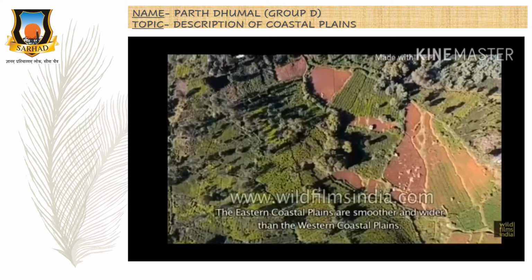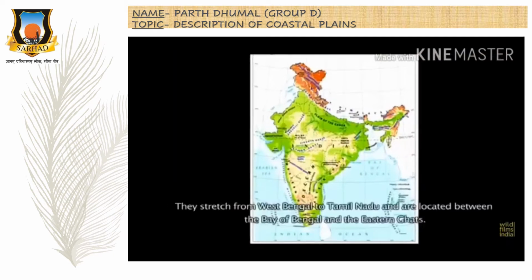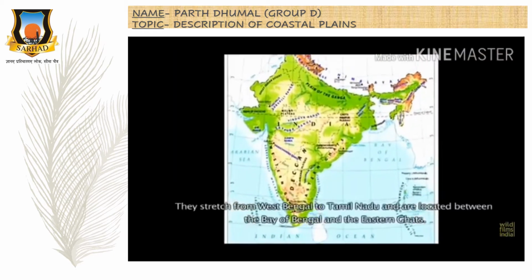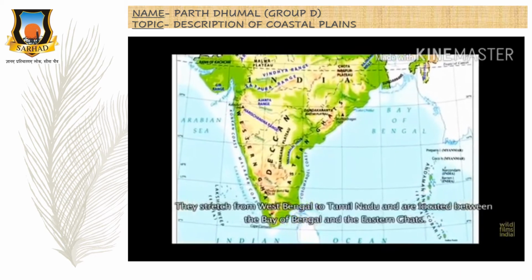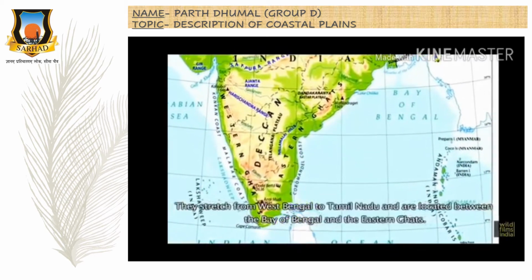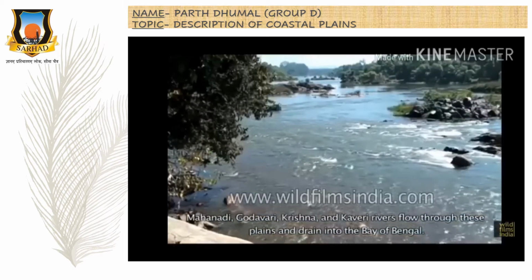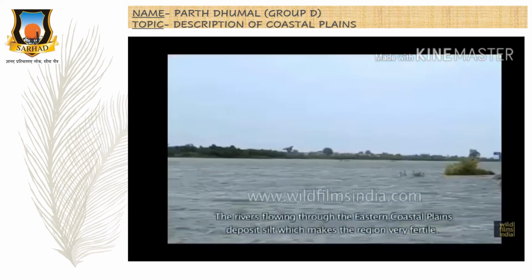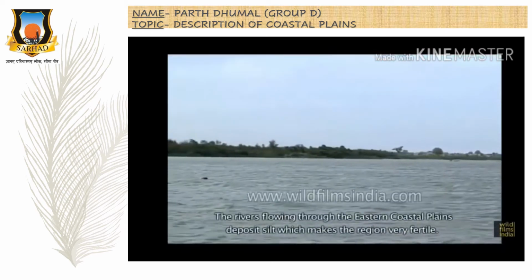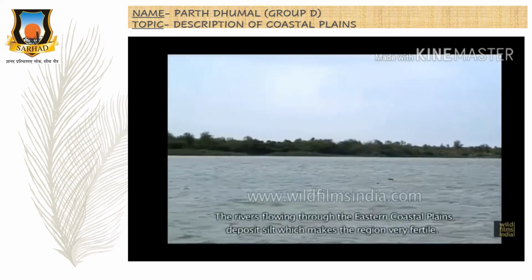The eastern coastal plains are smoother and wider than the western coastal plains. They stretch from West Bengal to Tamil Nadu and are located between the Bay of Bengal and the Eastern Ghats. Mahanadi, Godavari, Krishna and Kaveri rivers flow through these plains and drain into the Bay of Bengal. The rivers deposit silt, which makes the region very fertile.